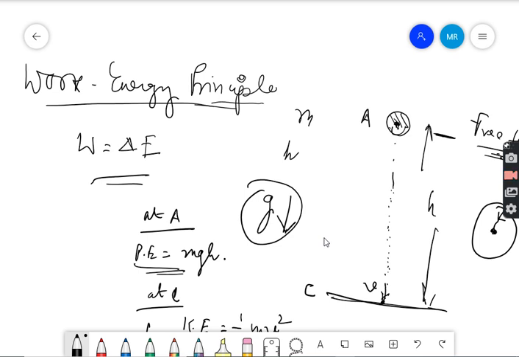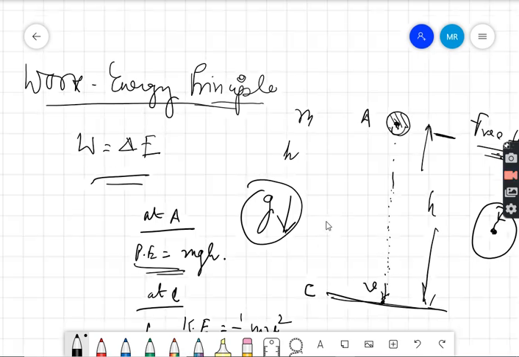This is one of the important things you need to know about the work energy principle, but there are many other topics in the work energy principle which I'll be showing you in future videos.